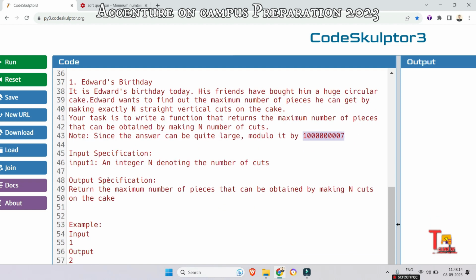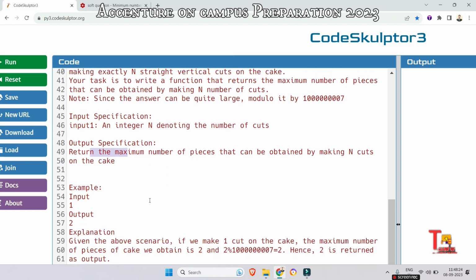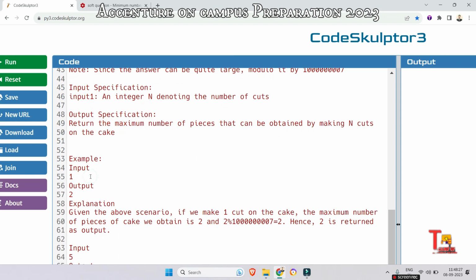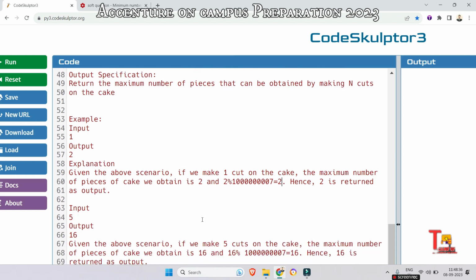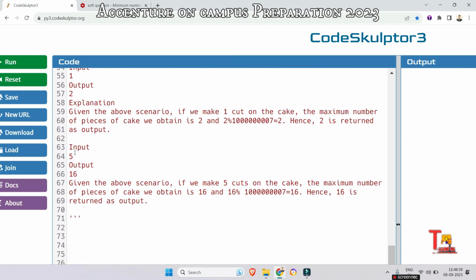An input specification is given here. The input is an integer n denoting the number of cuts, and the output is the maximum number of pieces that can be obtained by making n cuts on the cake. An example input is given here. If we cut only once, then we will get 2 pieces maximum. Taking the modulo by this number, the actual output is 2. In the second case, if we cut the cake 5 times, then we will get a total of 16 pieces, and with the modulo we also get 16. So the output is 16.